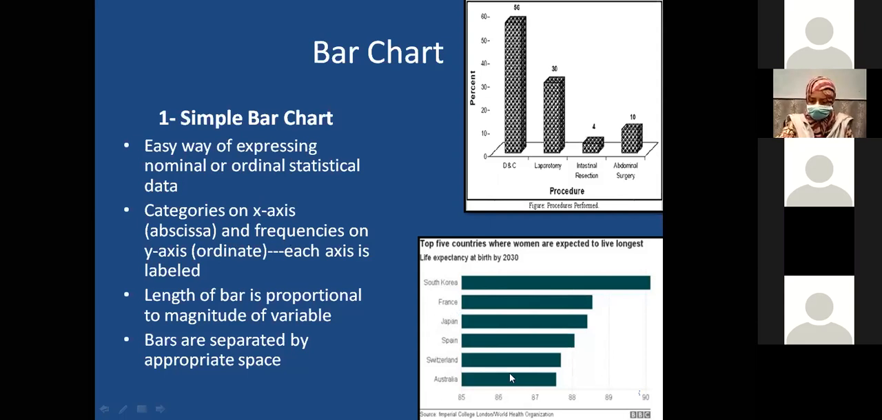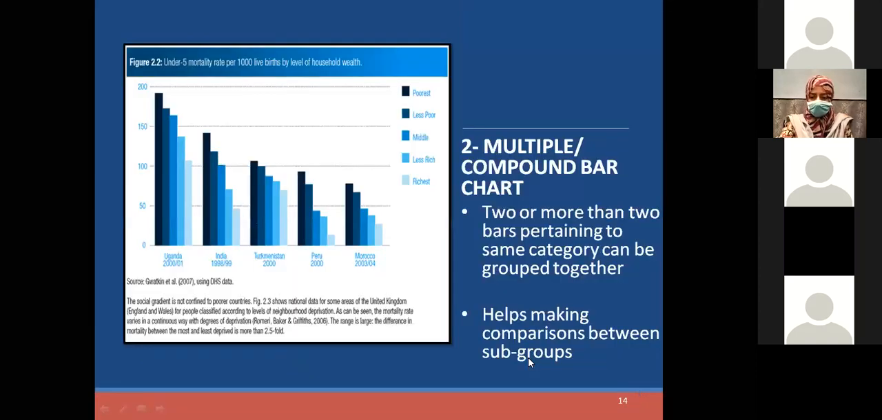For example, this is a graph that has a label. This shows the top 5 countries where women are expected to live the longest, life expectancy at birth by 2030. And then you can see that South Korea tops all of them, 90 years and above. Women can live for 90 years and above. And then comes France, Japan, China, Spain, Switzerland, and Australia. So this is a very clear description of the life expectancy of women.